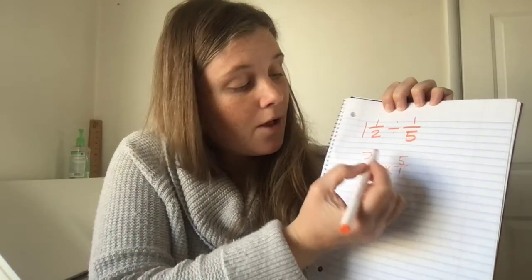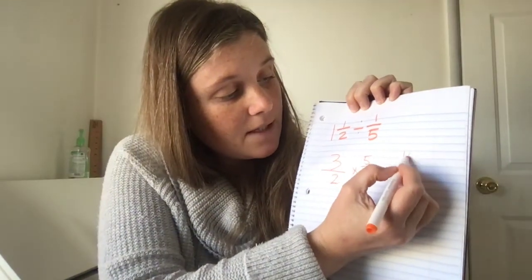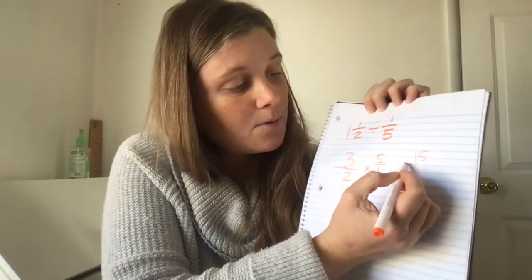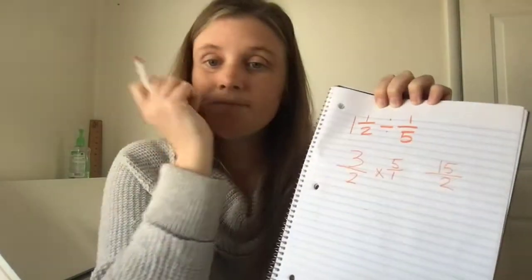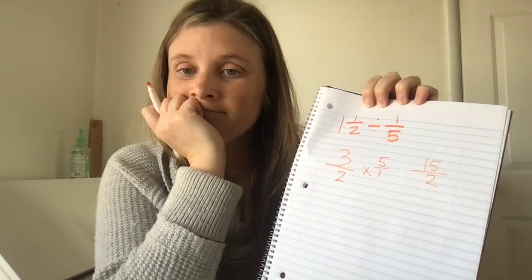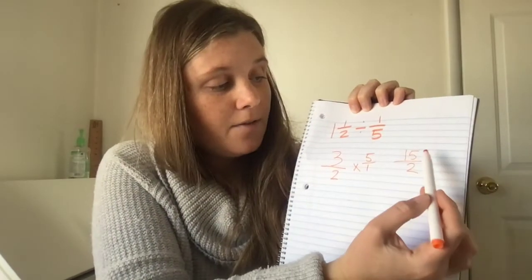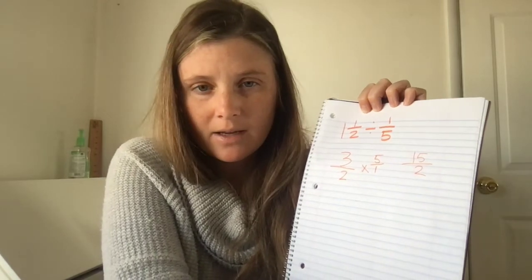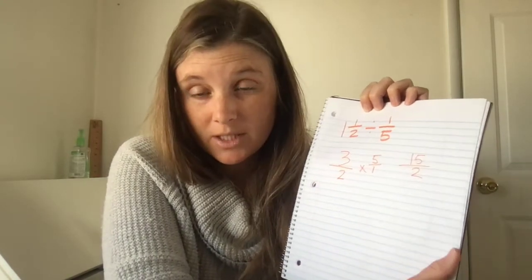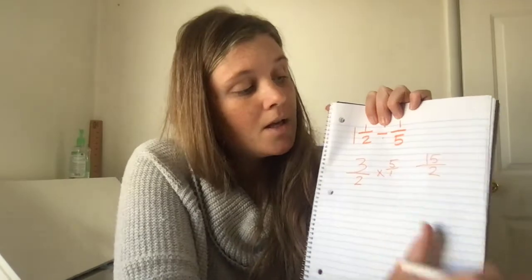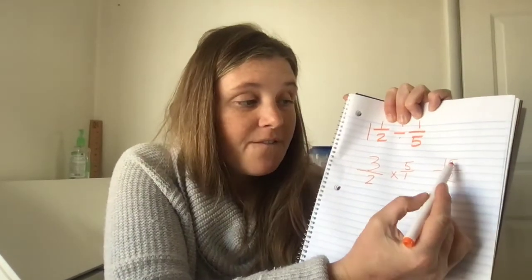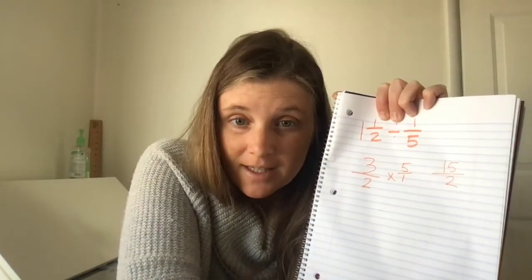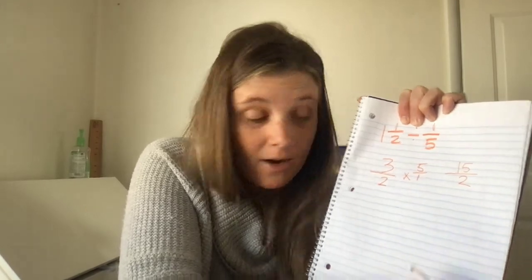Okay, here we go. 3 times 5 is 15. 2 times 1 is 2. Okay, can we divide this by anything the same? We can't, right? So we've just got to switch it into a mixed number. So we have 15 halves. Should we draw this out?